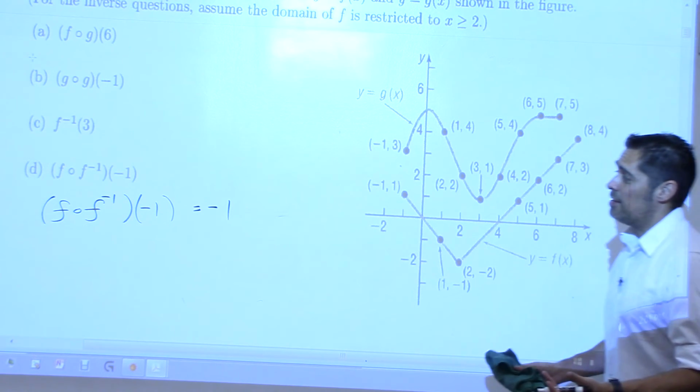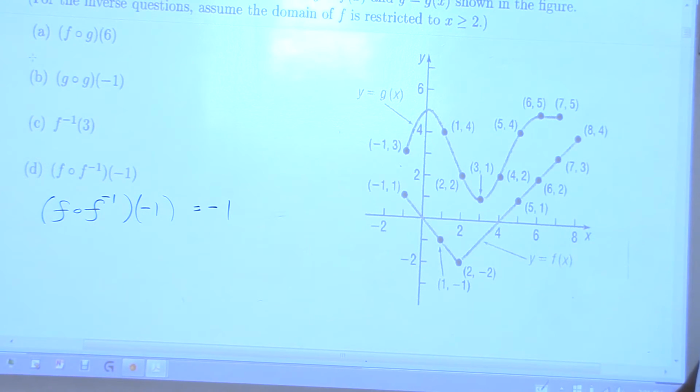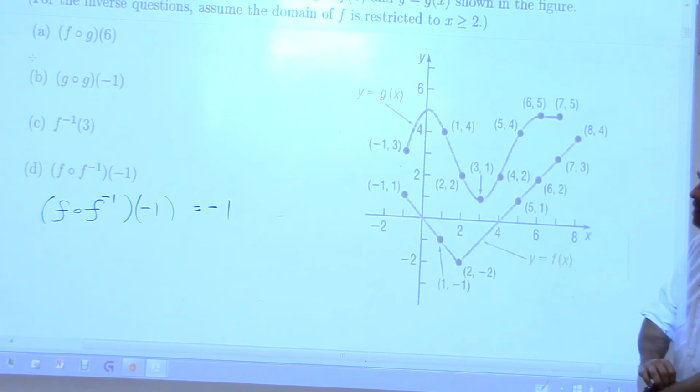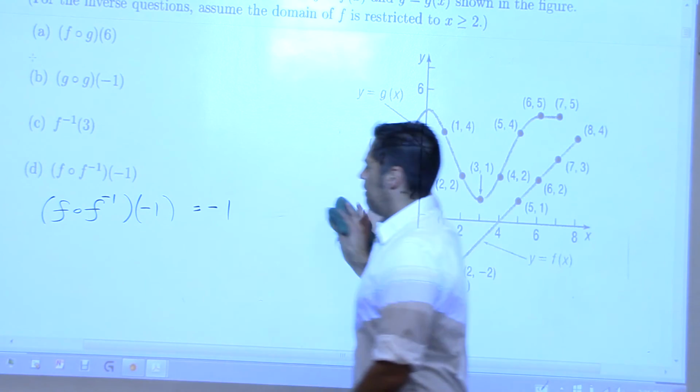Now, you could check it yourself, but do y'all want to check it or no? No, there's no point because you're just going to get back to negative 1. Well, I would just use that as an example. Okay, that's it.